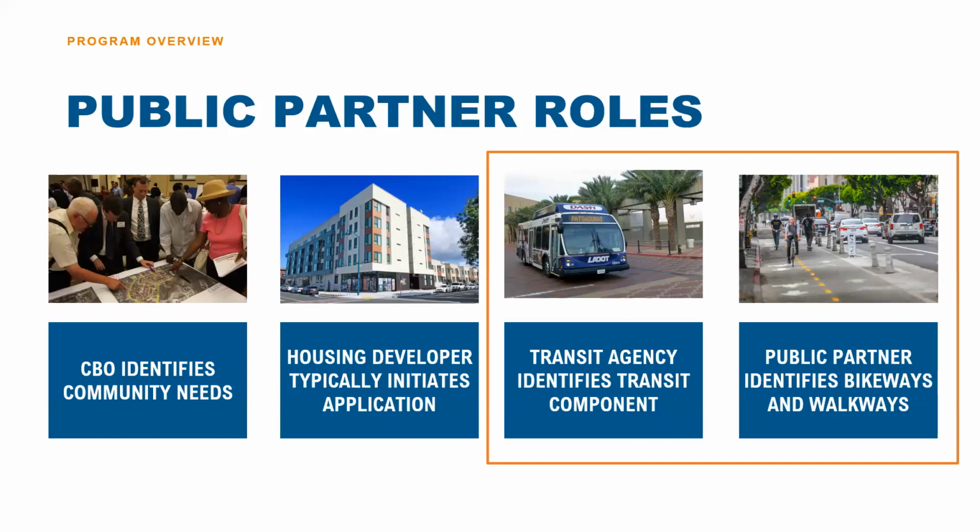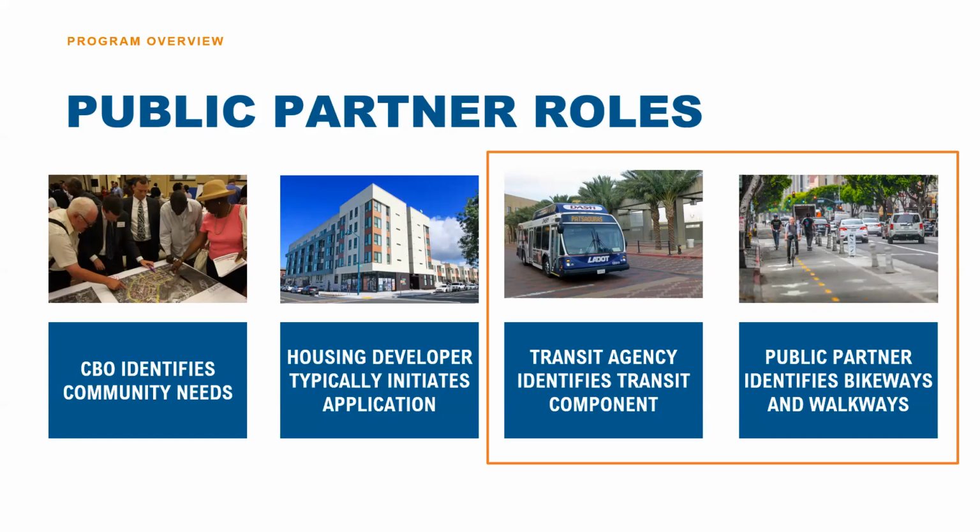Okay, so now let's turn our attention to the roles of public partners. The key players on an ASIC application, as you can see here on this slide, are the housing developer, community-based organizations, and public partners, whether local governments, housing authorities, or transit partners. And success on an ASIC application requires partnerships between all of these folks.